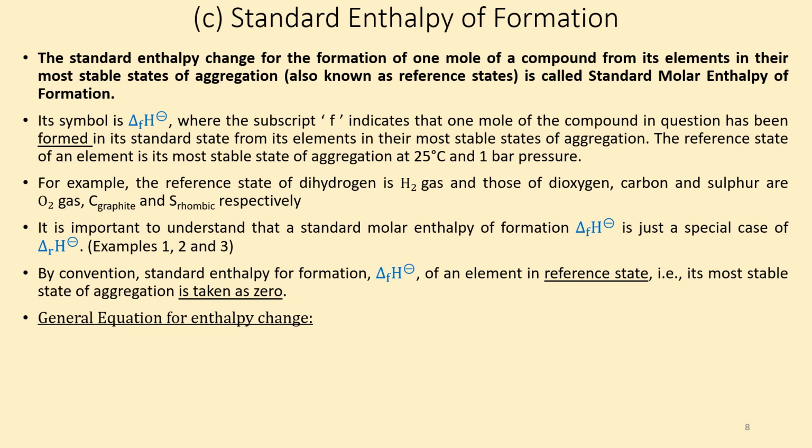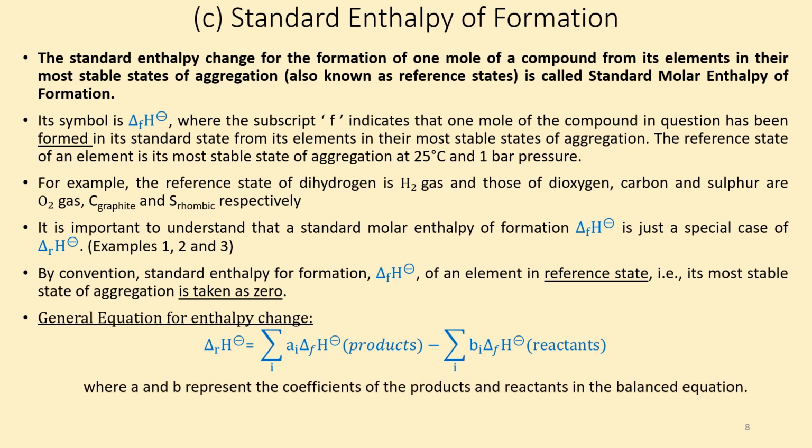General equation for enthalpy change. The general equation can be written as ΔrH° equals the summation over i of aᵢ ΔfH° of products minus the summation over i of bᵢ ΔfH° of reactants. So it is the standard enthalpy of formation of products minus the standard enthalpy of formation of reactants. Here a and b represent the coefficients of the products and reactants in the balanced equation.